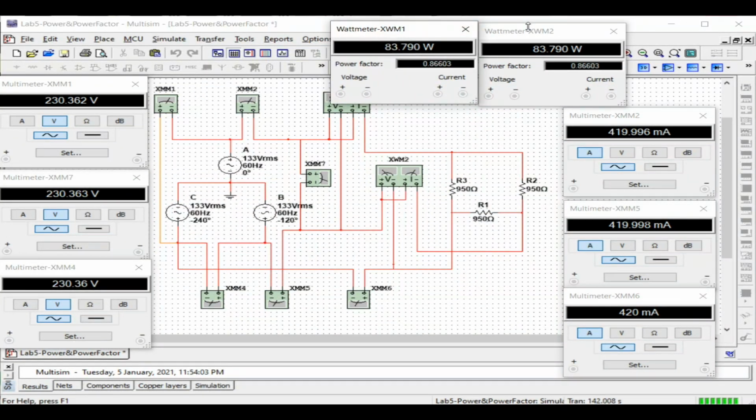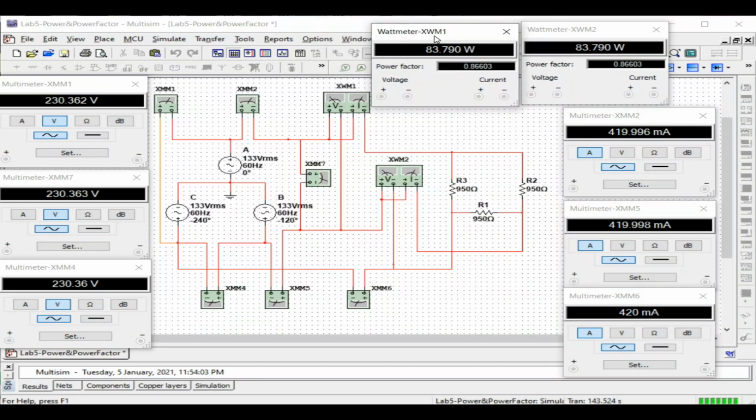So the conclusion for this lab experiment is that, based on the experiment data that we have gathered, it shows that this circuit has the same voltage and current because the system is balanced, and it shows that the three-phase circuit example here did generate uniform power simultaneously.